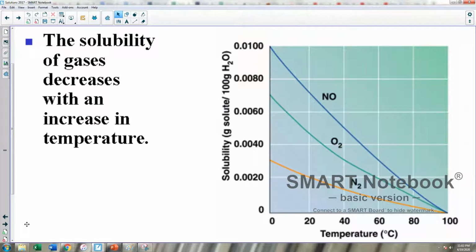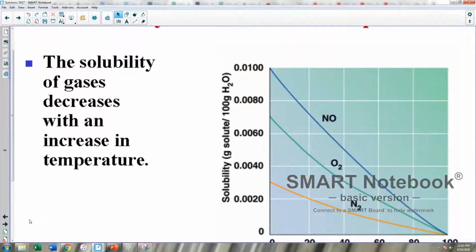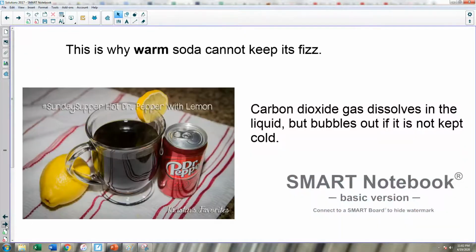Another thing I wanted us to think about is, what does pressure have to do with this? So if you think about pop, we talk about carbonated water. Pop has a certain amount of carbon dioxide that's actually dissolved in there. Now, carbon dioxide we know is a gas, but you can dissolve it in liquid, and then it turns into carbonated liquid.